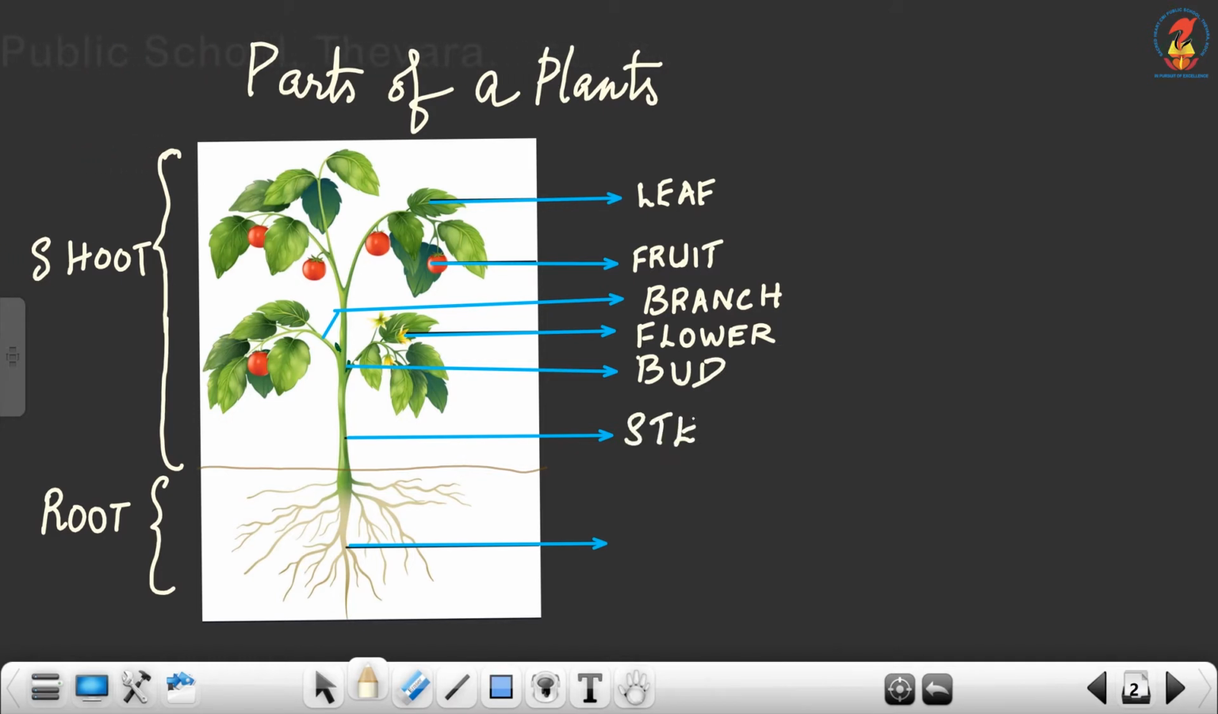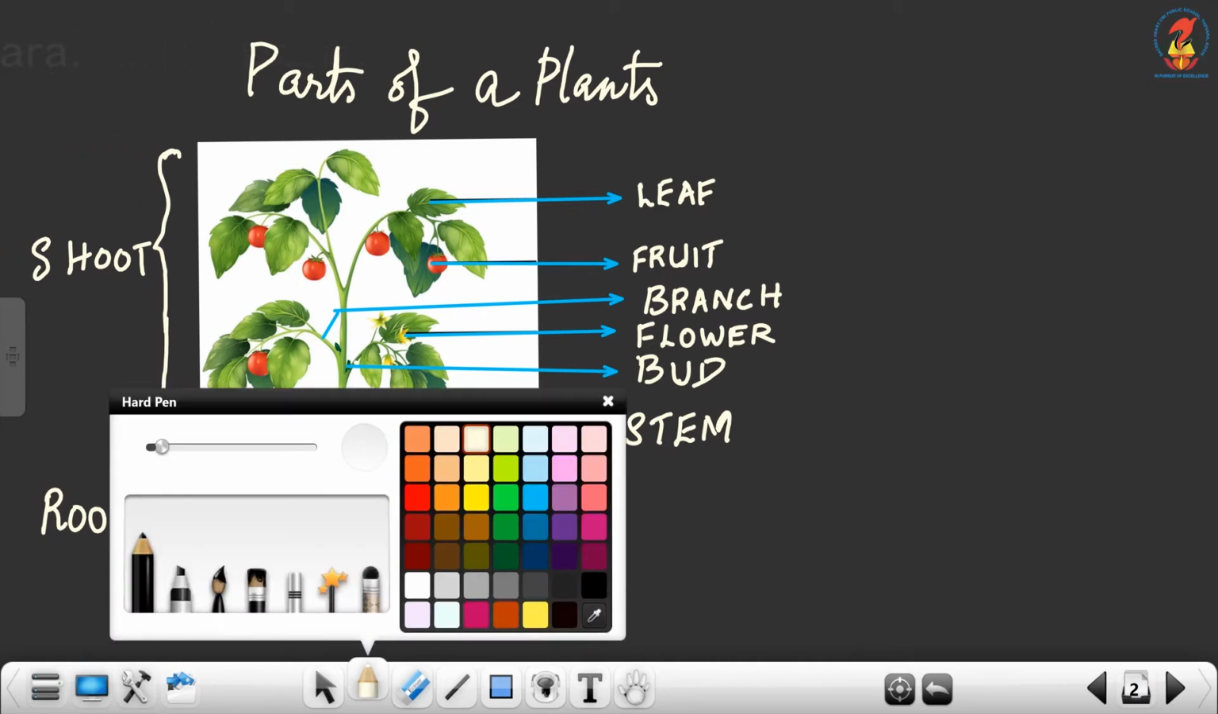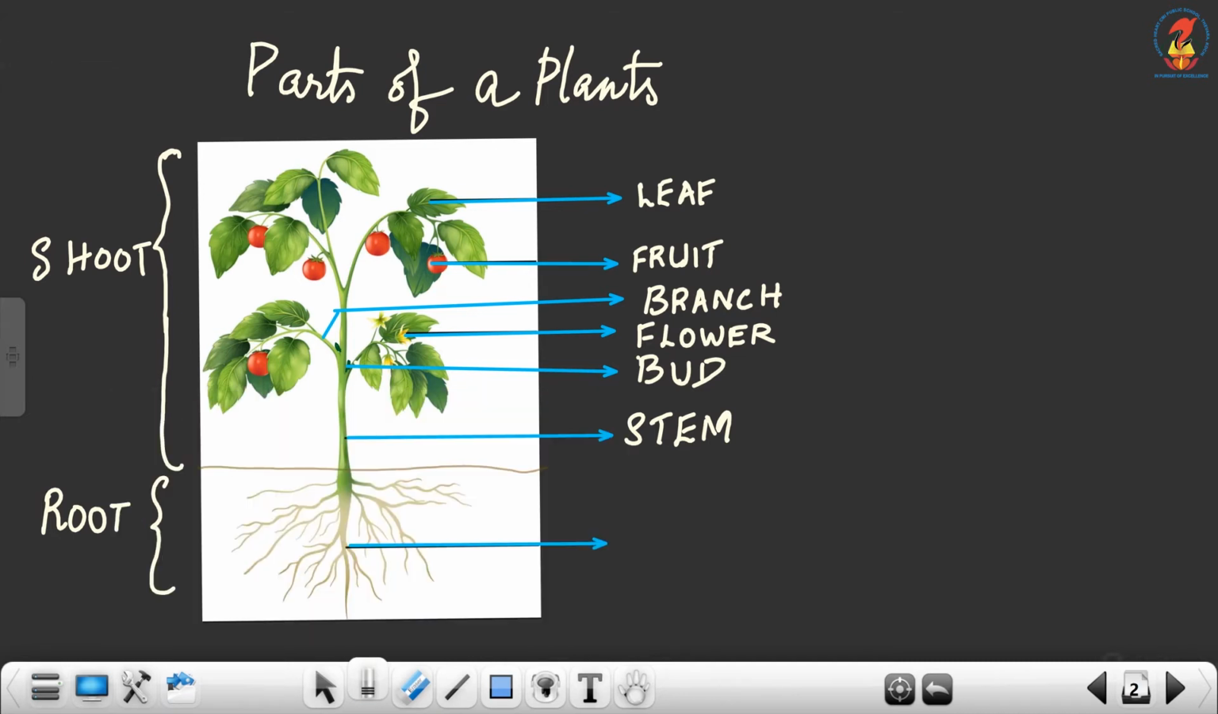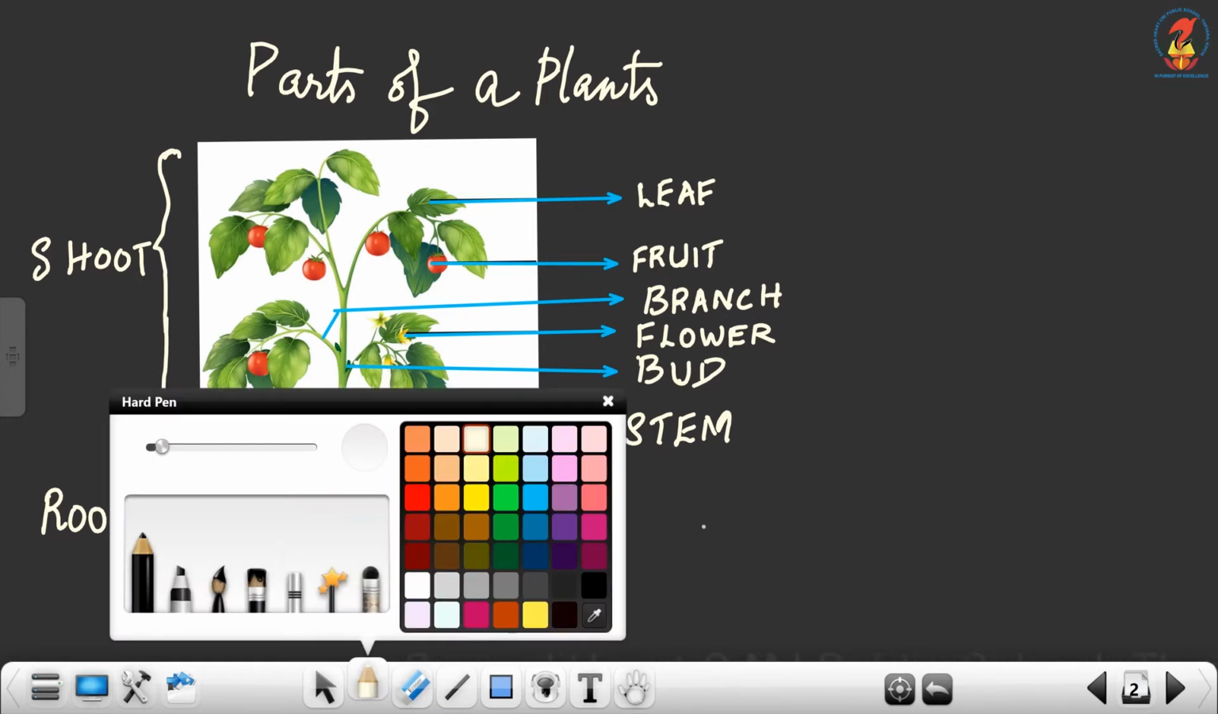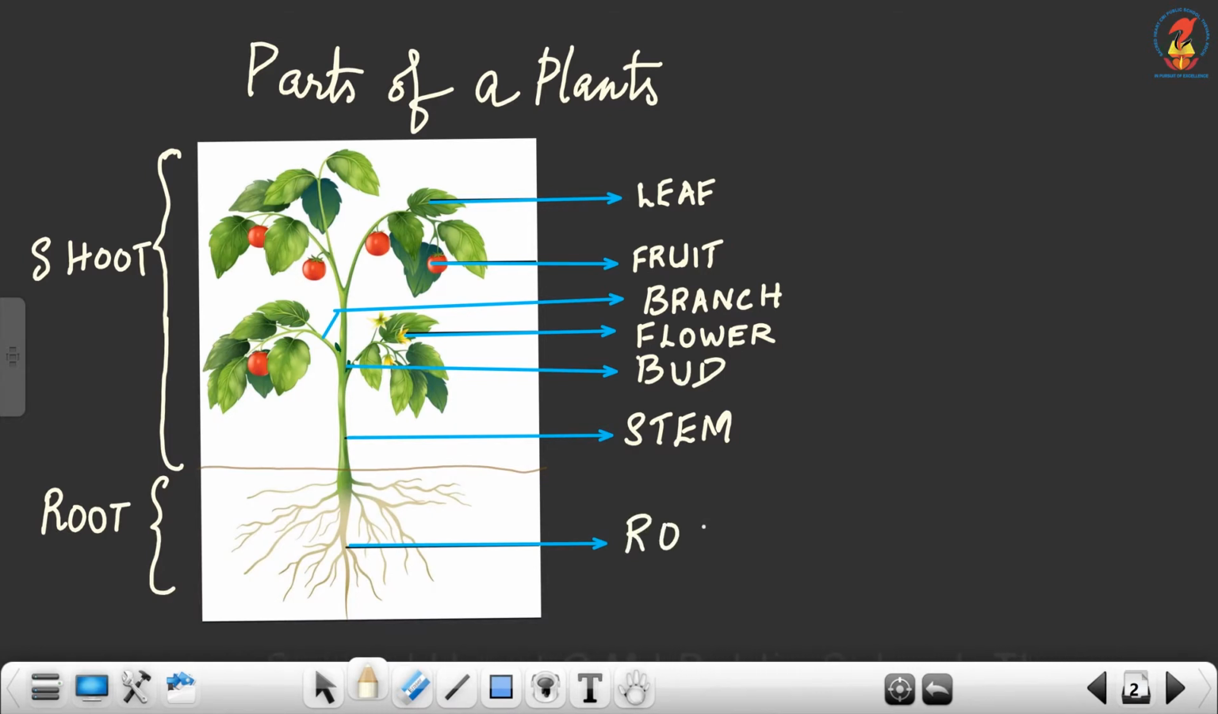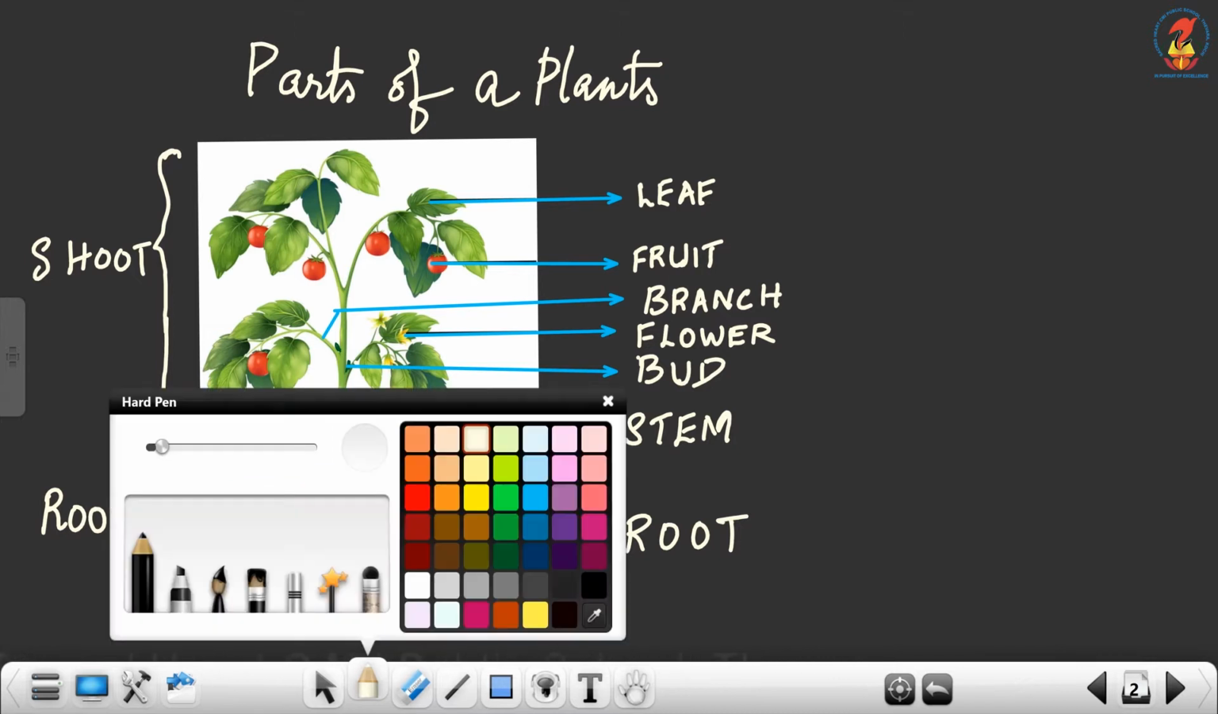Then the stem. So the shoot mainly consists of the stem. And the stem also has different parts. Then below the soil you see the root. Below the soil you can see root. So I will explain it once again.